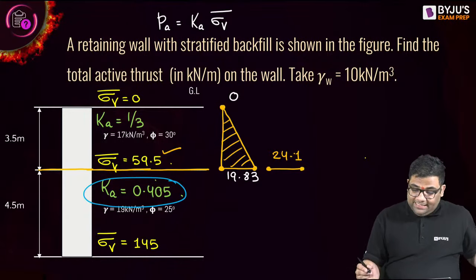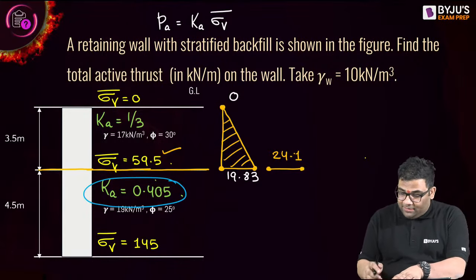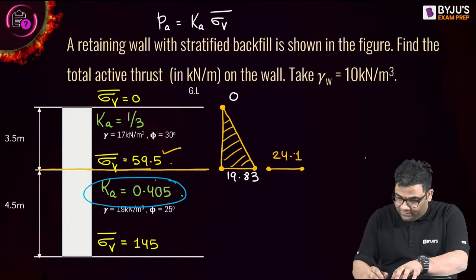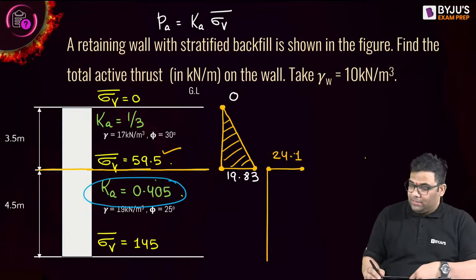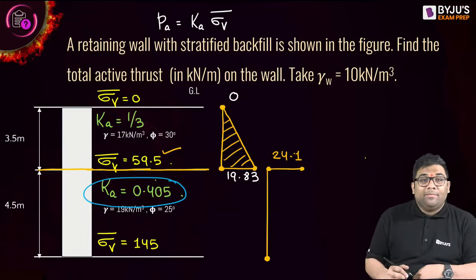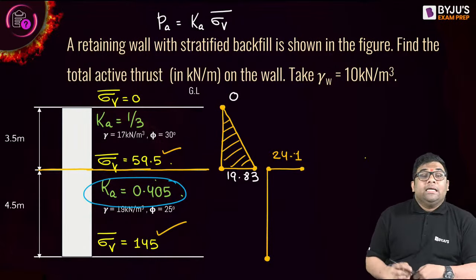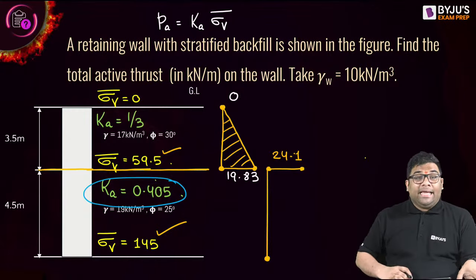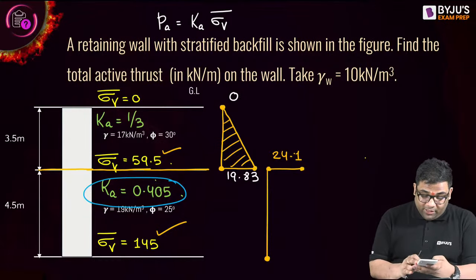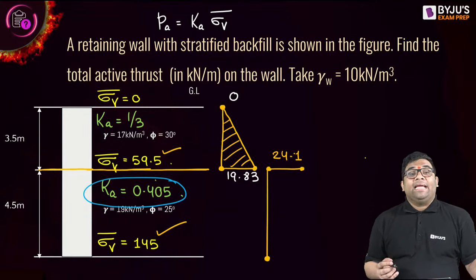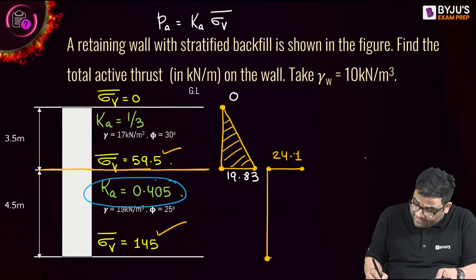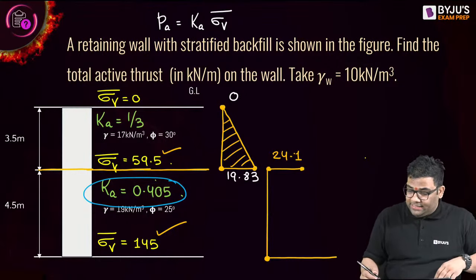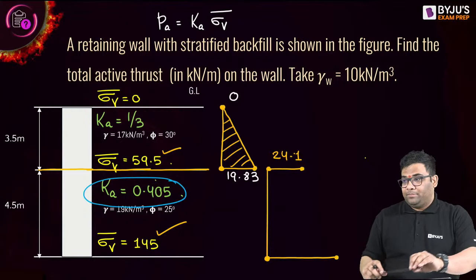Now, at the bottom, how much will I get? The vertical stress is 145 and KA is 0.405, so I'll get 145 into 0.405, a value of 58.725, or 58.73 I can take also.